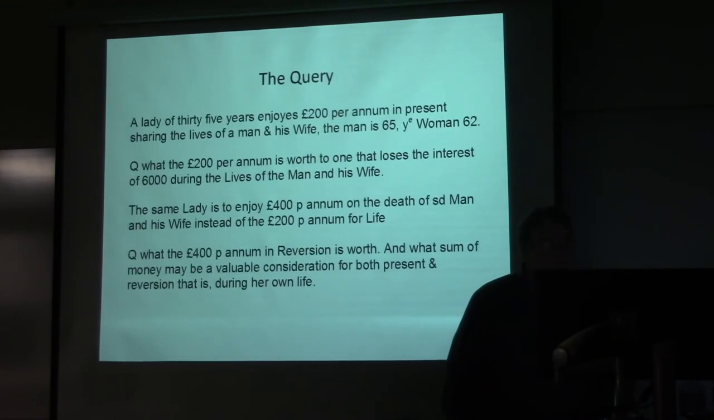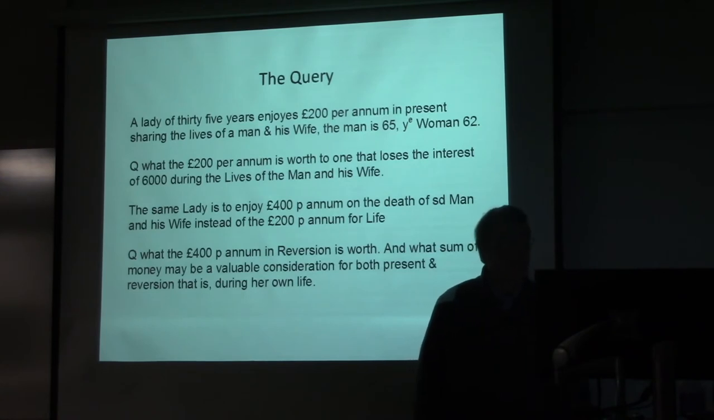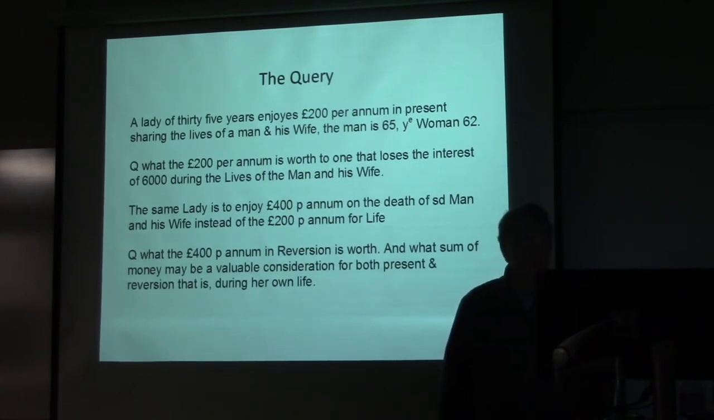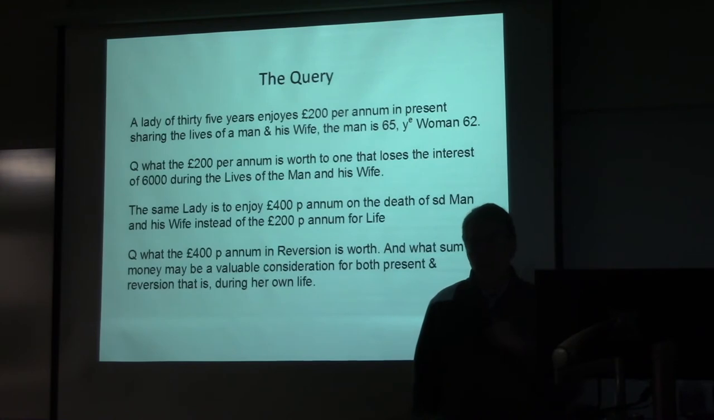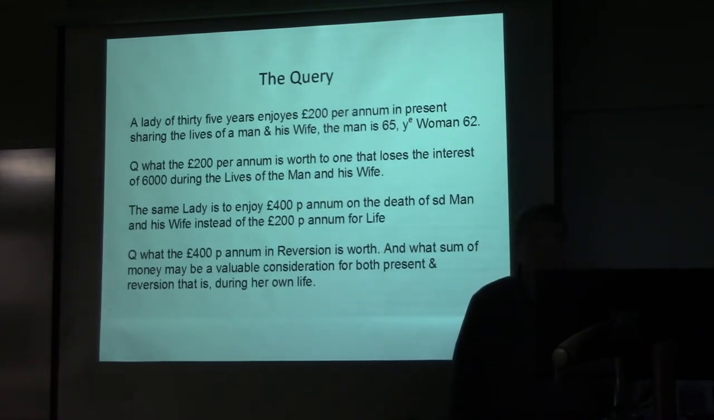So what was the question? "A lady of 35 years enjoys 200 pounds per annum in present, sharing the lives of a man and his wife, the man 65, the woman 62. So the question is what the 200 pounds is worth to one that loses the interest of 6,000 during the lives of the man and his wife." I'm not quite sure what that was getting at. "Same lady is to enjoy 400 pounds per annum on the death of the said man and his wife instead of 200 pounds." That one I can understand more. "So in that case, what's the 400 pounds per annum worth in reversion?" So this lady is getting 200 pounds a year, but when the other two people die, she's getting 400 pounds a year. So what is that worth? And this is not just a regular annuity, this is probably rent coming off property.